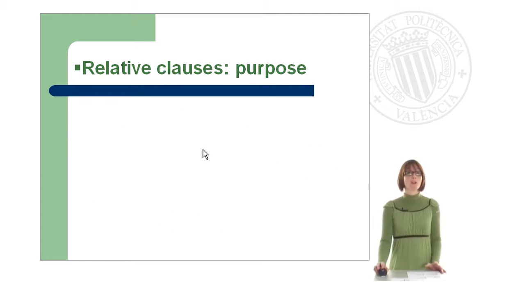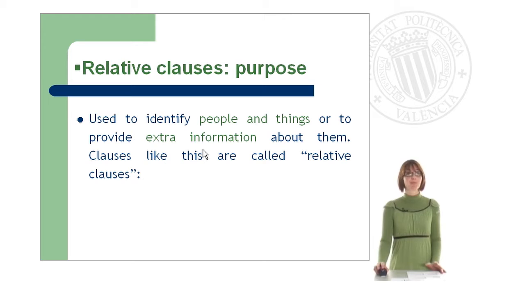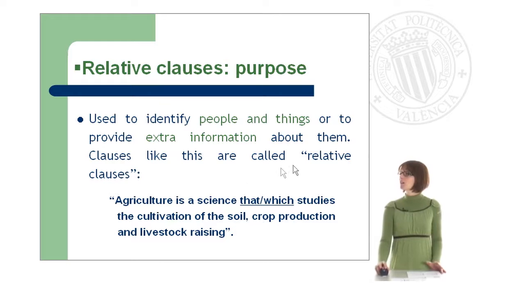Relative clauses. Why do we use relative clauses? Well, relative clauses are used to identify people and things or to provide extra information about them. Clauses like these are normally called relative clauses. Let's have a look at one example on the screen. Agriculture is a science that, or which, studies the cultivation of the soil, crop production and livestock raising.